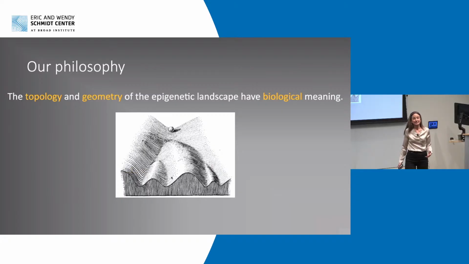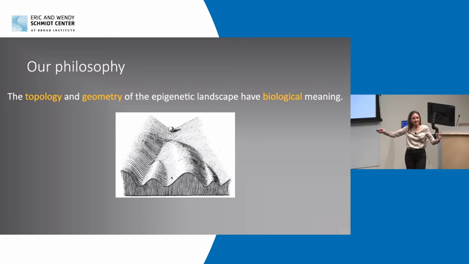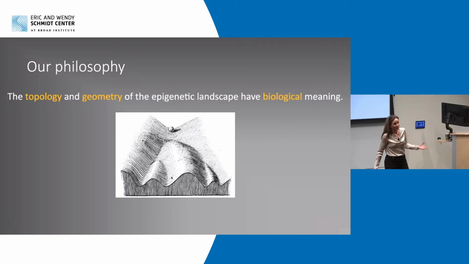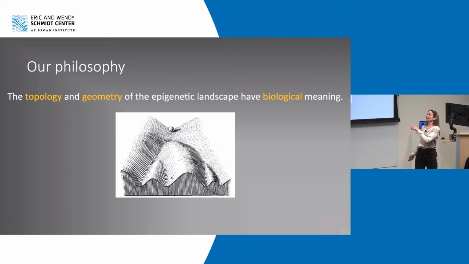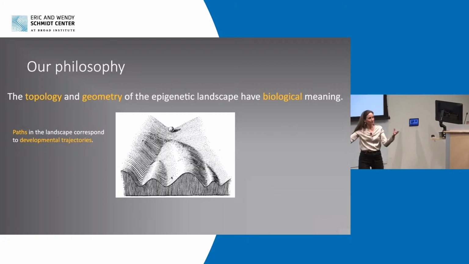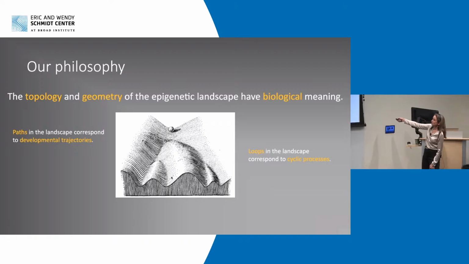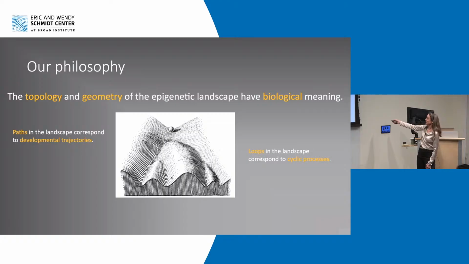So the philosophy that we have is that if you look at the epigenetic landscape, this is Waddington's famous epigenetic landscape, the topology and geometry of this landscape, which is some sort of geometric object, actually has biological meaning. I don't think that's very controversial. But how do we go about measuring the topology and geometry? Well, if we think about paths in this landscape, these really correspond to developmental trajectories, right? As a cell evolves, its gene expression evolves, and so you can think of that as a developmental trajectory. Now, in particular, if we have a cell that starts looping around in this landscape, then that's really some sort of cyclic process that we're seeing.